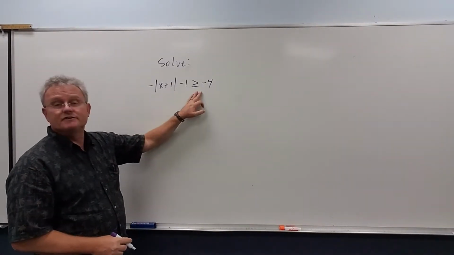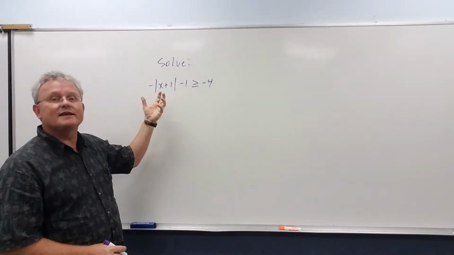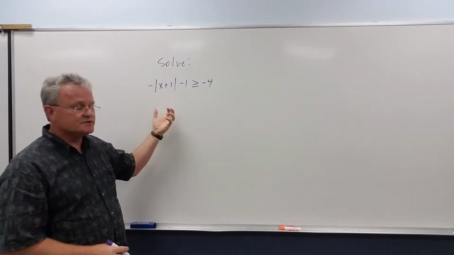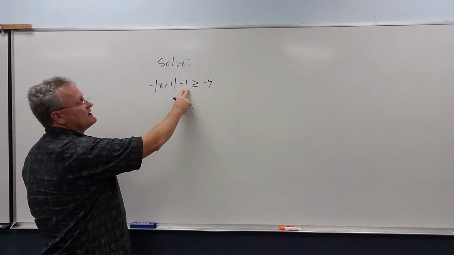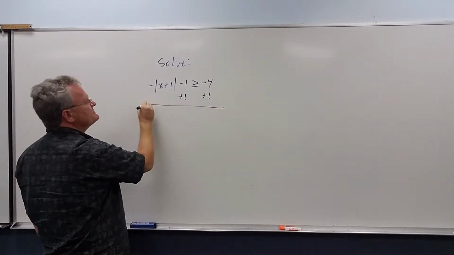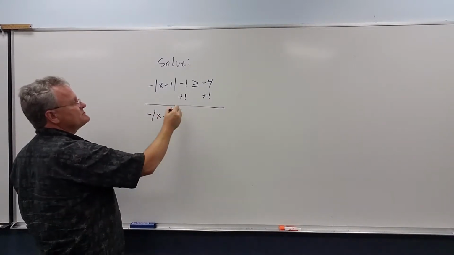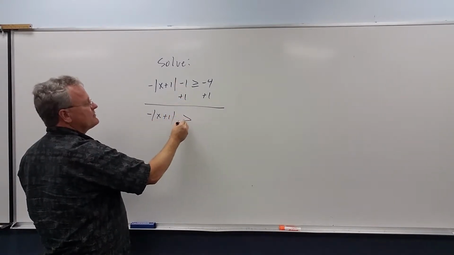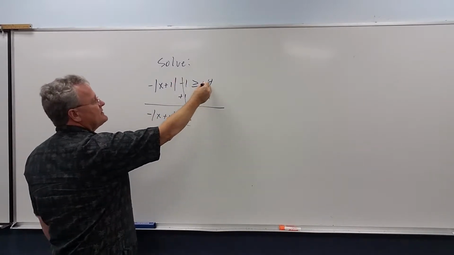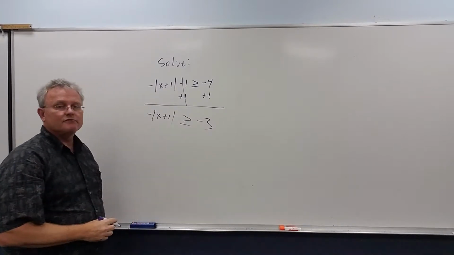Okay, let's solve this absolute value inequality. To solve these, we want to get the absolute value by itself first. So we need to get rid of the -1. We do that by adding 1 to both sides. This leaves us with minus the absolute value of x plus 1. That adds up to 0. They cancel. And -4 plus 1 is -3.